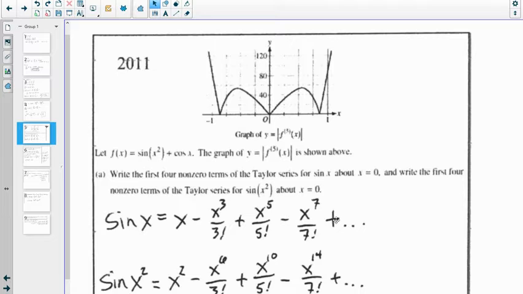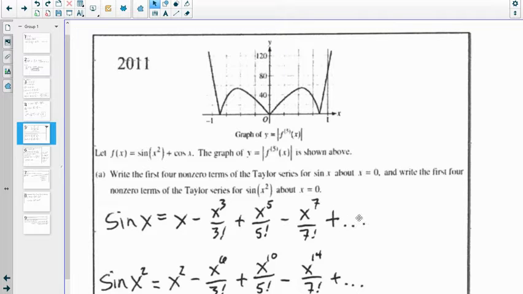Sine of x, cosine of x, e to the x, 1 over 1 minus x, and inverse tangent of x. Those are the big five, really big 4 plus 1. E to the x, sine of x, cosine of x, and 1 over 1 minus x are the big four. I throw inverse tangent in there just because it has shown up on the AP test in the past. Anyway, there we go. So that is sine of x.